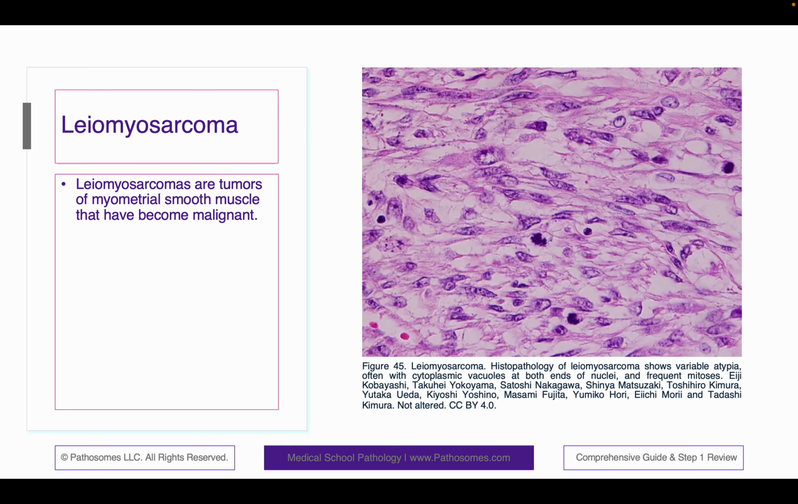Speaking of which, let's talk about leiomyosarcomas. Now, I know that sounds like leiomyoma, but this is very different, right? Leiomyosarcomas are malignant. Leiomyosarcomas are tumors of myometrial smooth muscle that have become malignant. In the panel to the right here, we can see the histopathology of a leiomyosarcoma, showing variable atypia with cytoplasmic vacuoles and frequent mitotic figures.